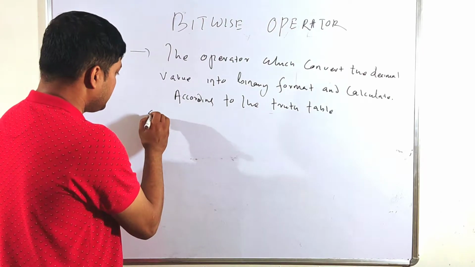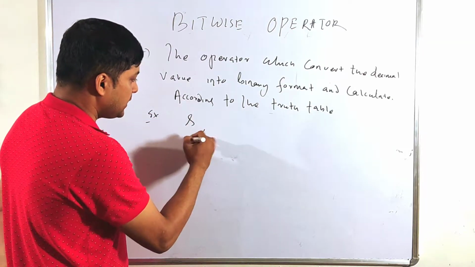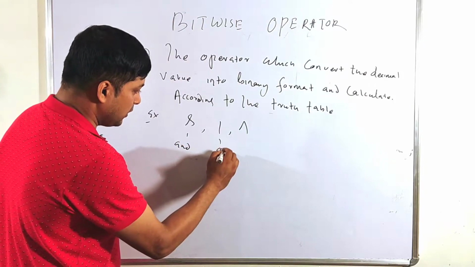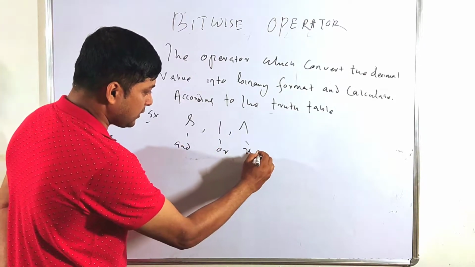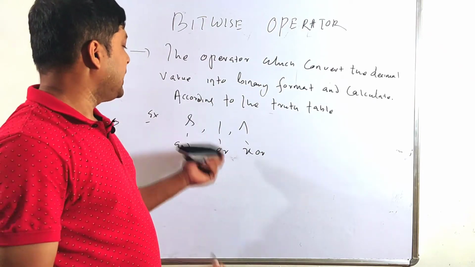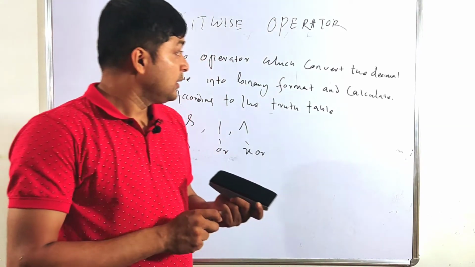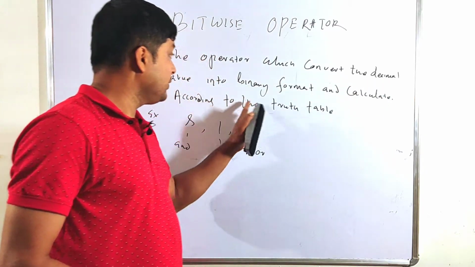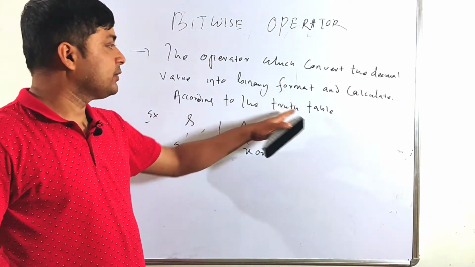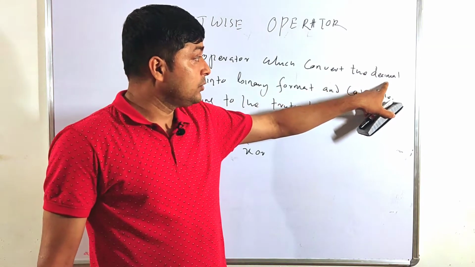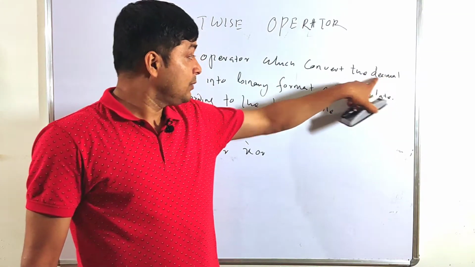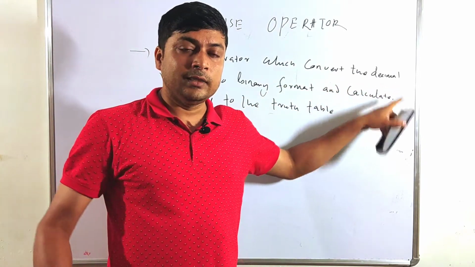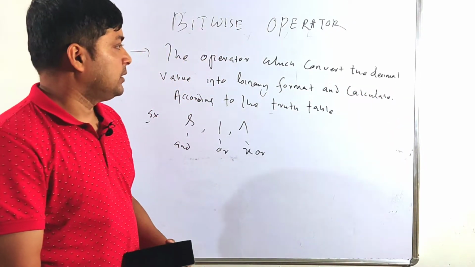Examples of bitwise operators: single AND, OR and XOR. This is called AND, this is called OR, this is called XOR. So how will AND, OR and XOR calculate? First, let's see how a decimal value is converted into binary and a binary value into decimal. Then we will do the bitwise operator.